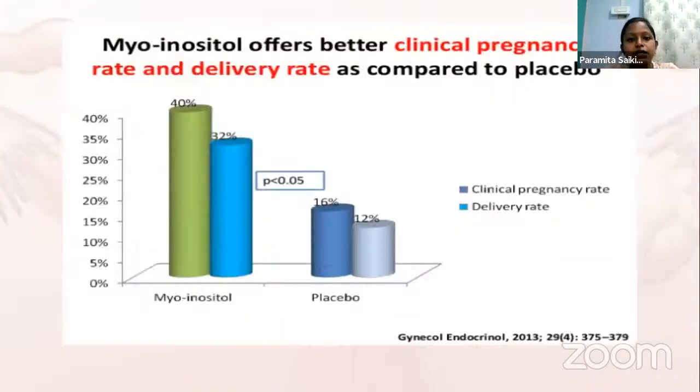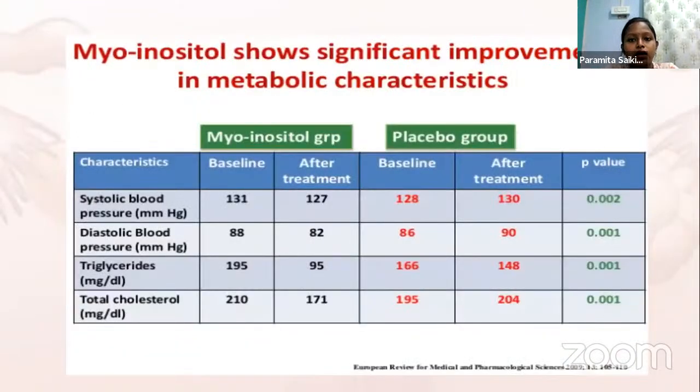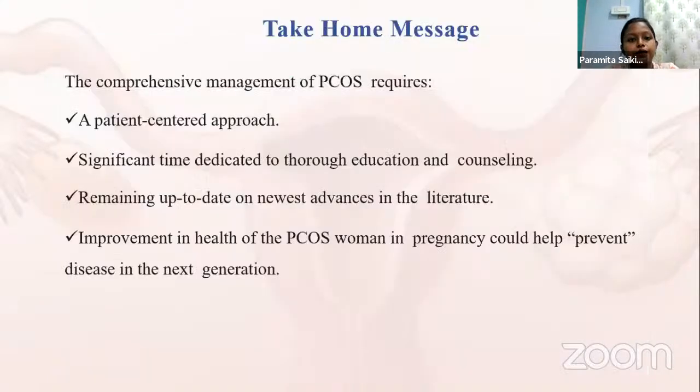Myoinositol offers better clinical pregnancy rate and delivery rate as compared to placebo. It also shows significant improvement in metabolic characteristics like systolic blood pressure, diastolic blood pressure, triglycerides, and total cholesterol.